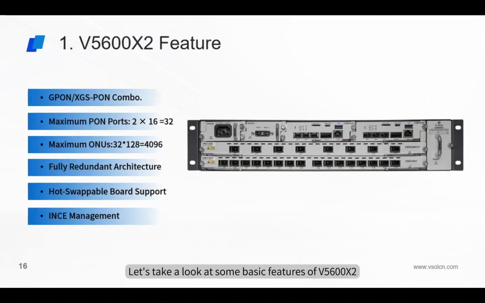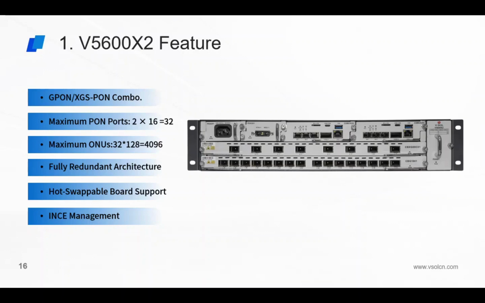Let's take a look at some basic features of V5600X2. It also supports GPON XGS-PON combo like V5600X7. When two business boards are connected, the entire machine can have up to 32 PON ports. In this case, a maximum of 4,096 ONU devices can be registered. It is designed with a fully redundant architecture, supports hot swappable, and also supports cloud management through ENS.